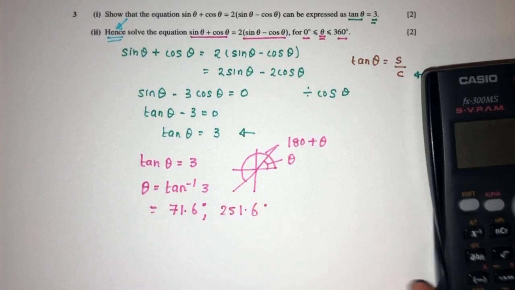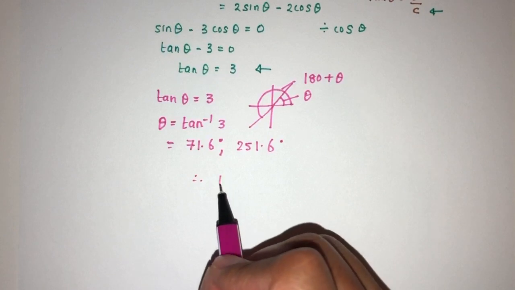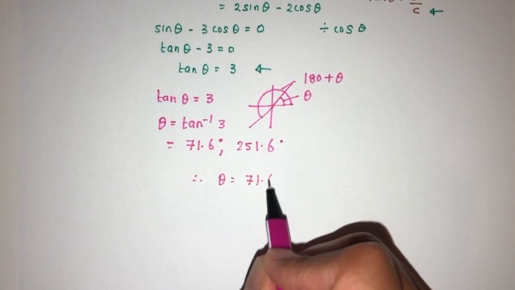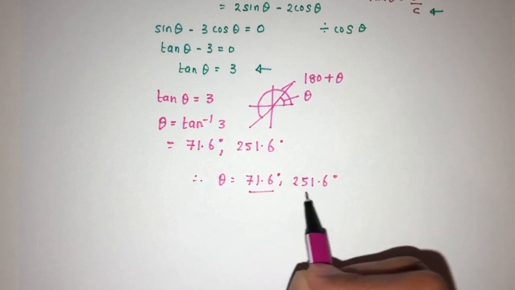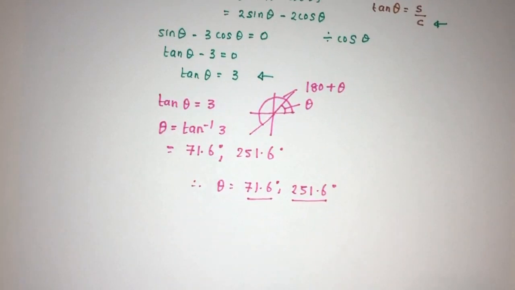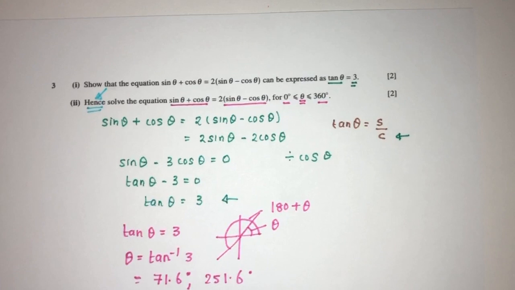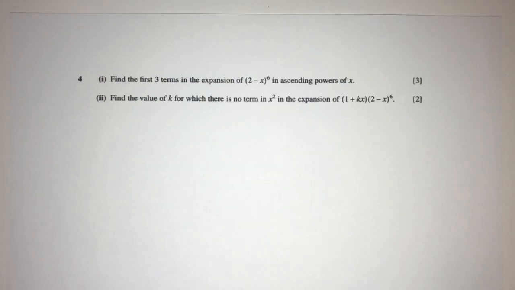251.6. Okay, so finally we can write this down. Theta will be 71.6 and 251.6 degrees. Okay, and that will be your answer for solving the equation to find the value of theta. Let's move on to the next question.